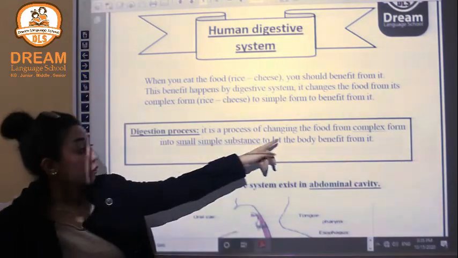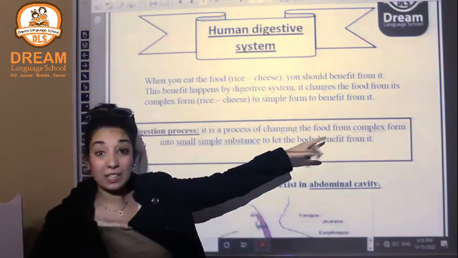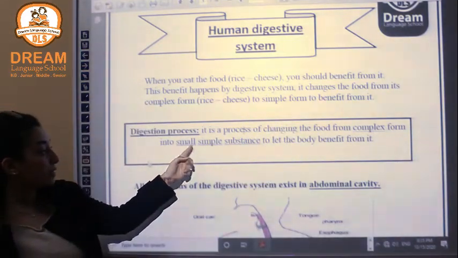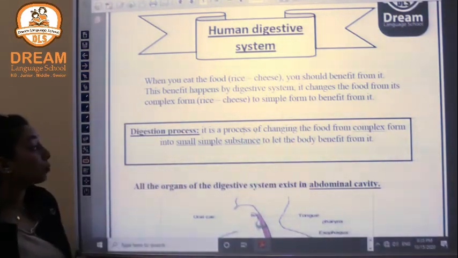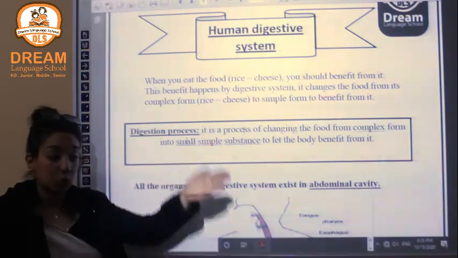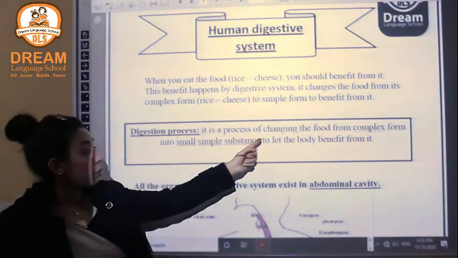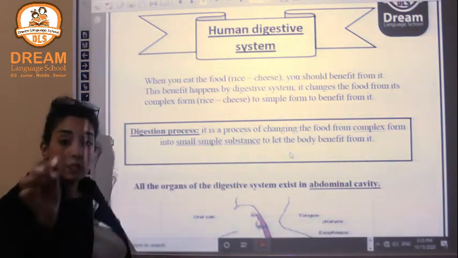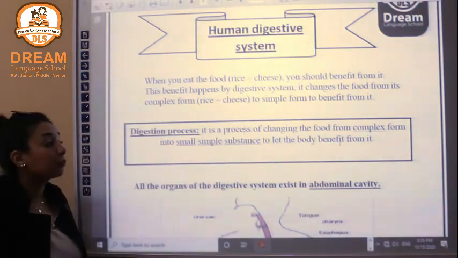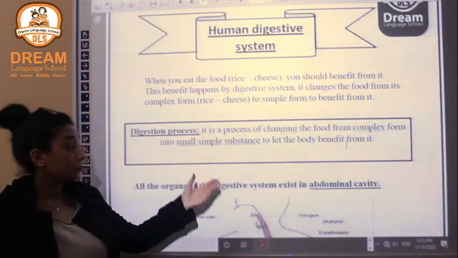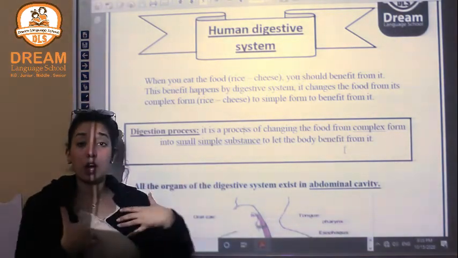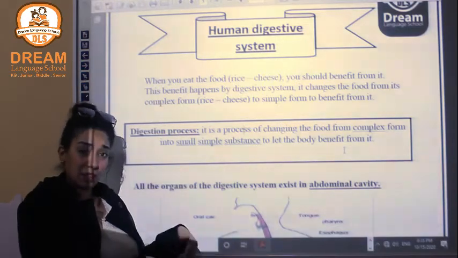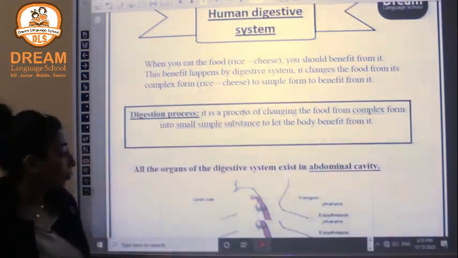It is the process of changing the food. The meaning of complex is large and the meaning of simple is small. The digestion process means steps. A process of changing the food from complex form into small, simple substance, to let the body benefit from it. To make the body take all the good things from it and the rest of it, the bad things, will go outside. Okay.